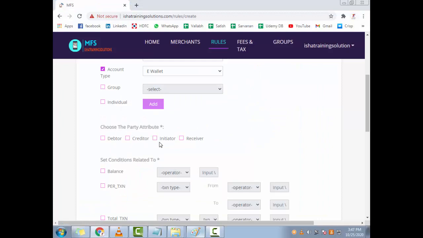Okay, and the same thing, initiator is Kumar and receiver is Mark. So basically debtor is initiator, creditor is receiver. So more or less all these options are same. These two options are same, these two options are same.